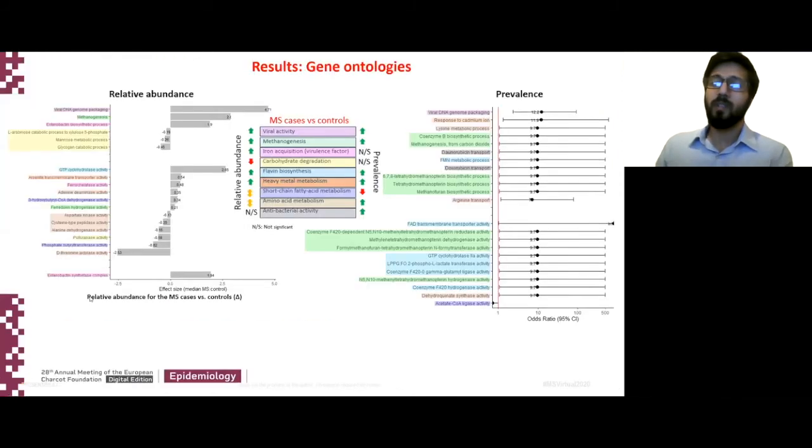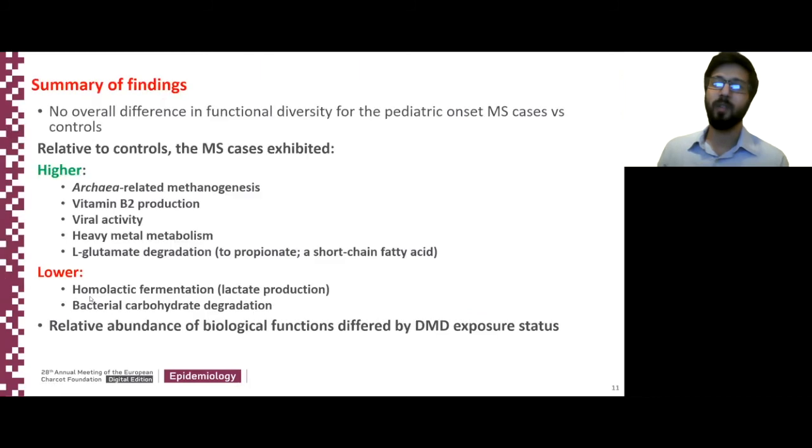There were differences in gene ontologies by relative abundance and prevalence. Again, we see the association with MS and methanogenesis. In summary, while there were no overall differences in the diversity of biological functions in MS cases versus controls, we did observe associations between microbial functions with MS.